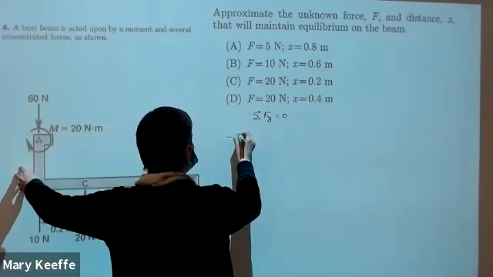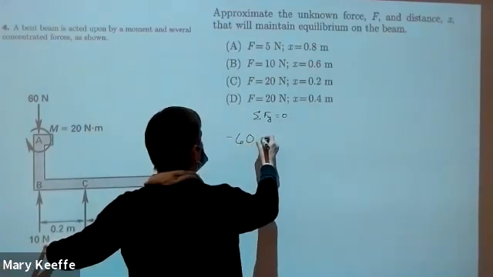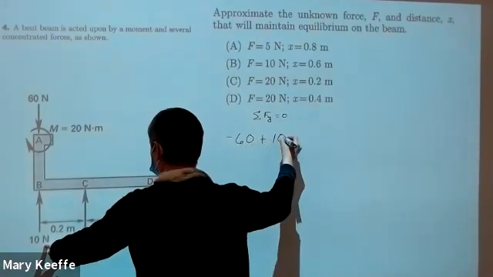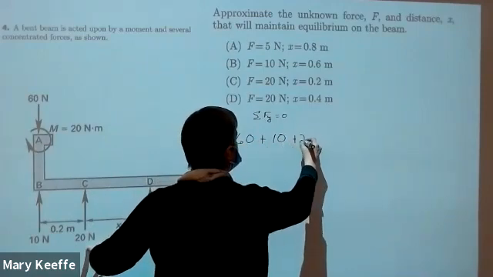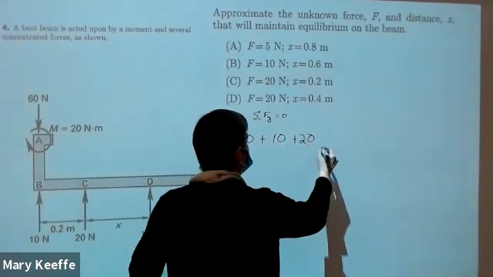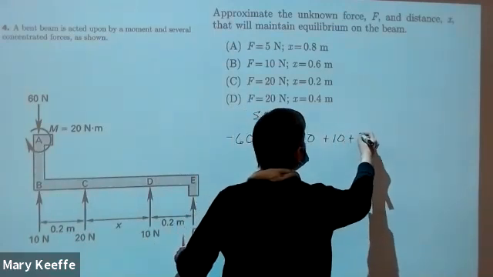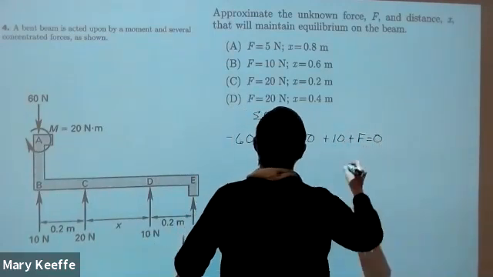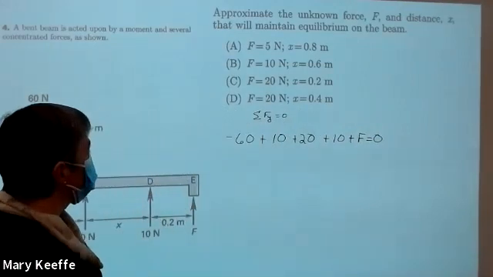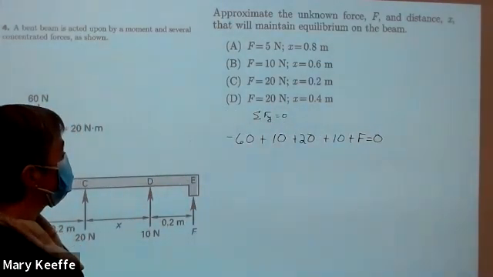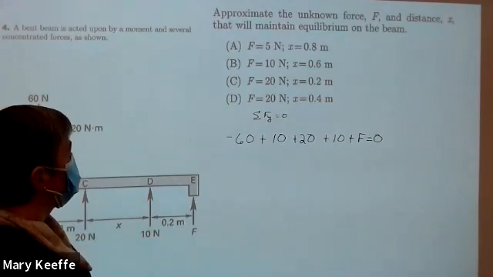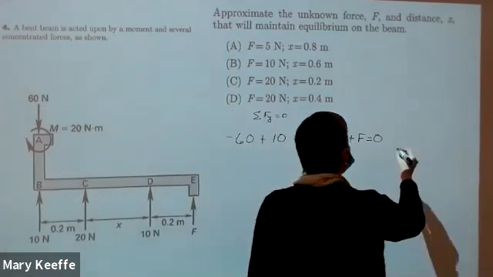Okay, minus 60, plus 10, plus 20, plus 10, plus F is equal to 0. So what have we got? Minus 60 plus 40 is a minus 20. So F is going to equal plus 20.